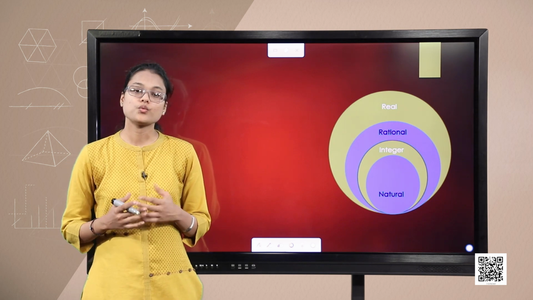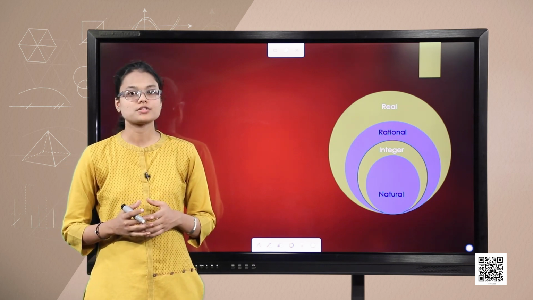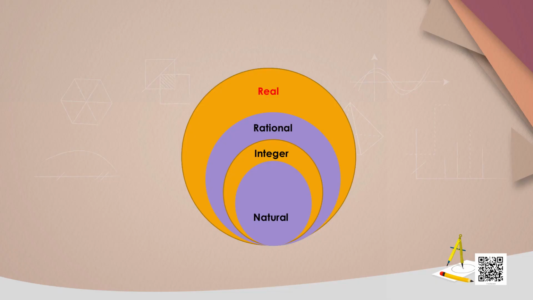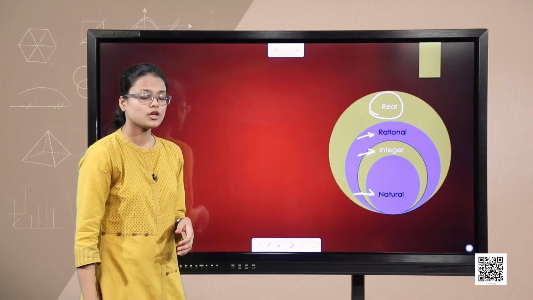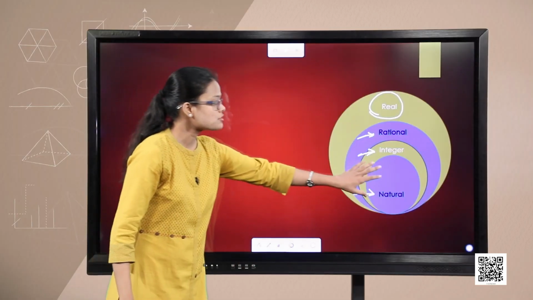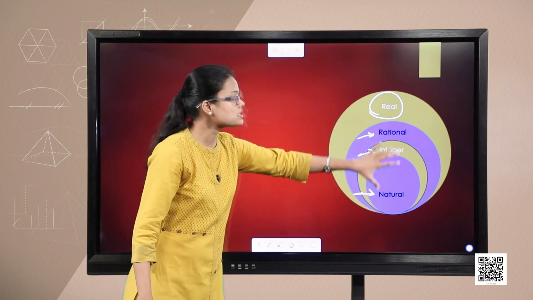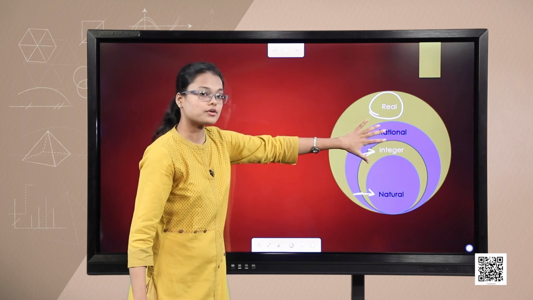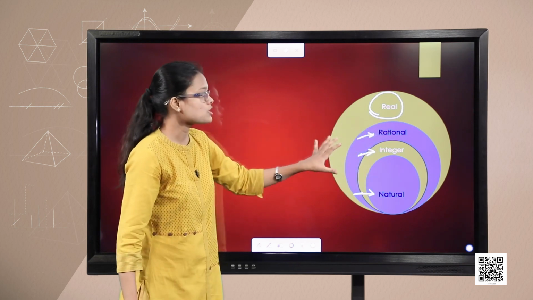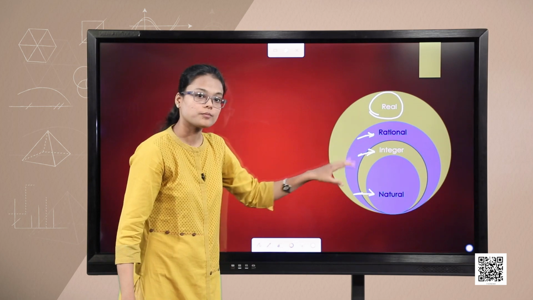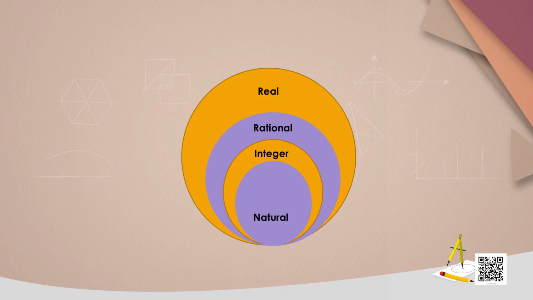We have studied various sets of numbers: the set of real numbers, the set of rationals, the set of integers and the set of natural numbers. You also know that every natural number is also an integer. Every integer is also a rational number, and every rational number is also a real number. So, it is obvious to see this relation.